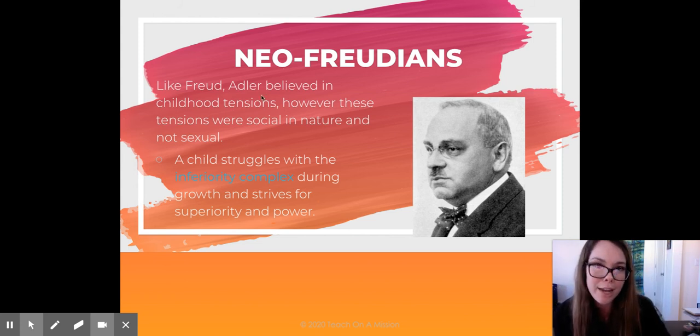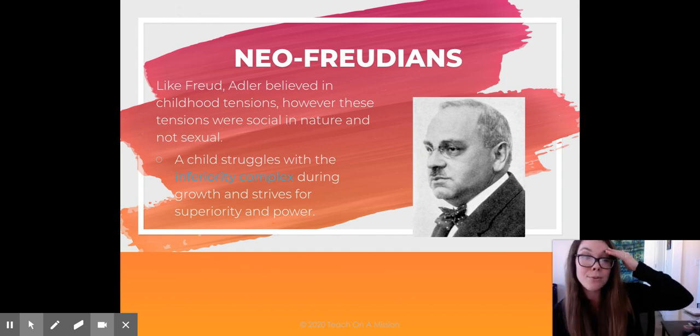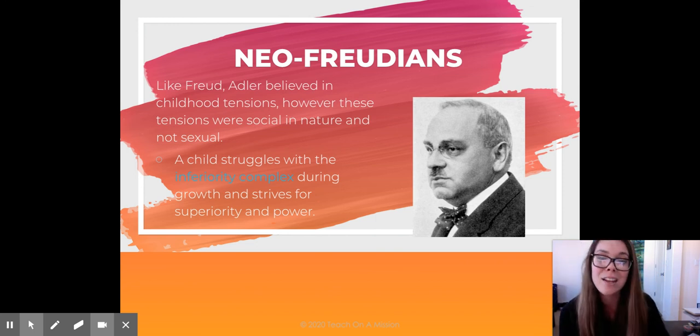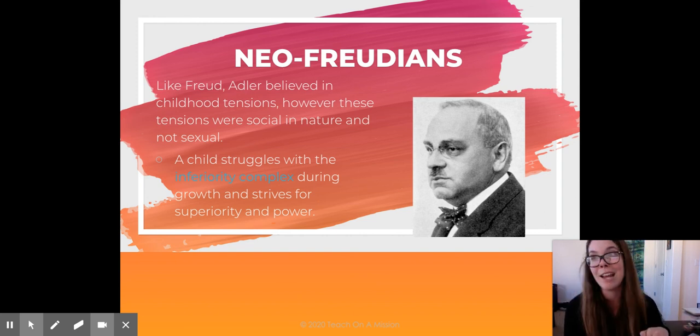So Alfred Adler, he's a really big neo-Freudian. He believed that in childhood there is tension, however, these tensions were social in nature. He didn't believe that they were sexual. So while Freud really focused in on the sexual aspects, Adler said, no, I think it's more of a social nature, right? So a child struggles with an inferiority complex during growth and strives for power in his friendships or whatever, right? So Adler believed that the stages of personality had to do more with the social aspect and not the sexual aspect, which was a really big one for a lot of neo-Freudians. They did not believe in half the things that Freud talked about sexually, right?